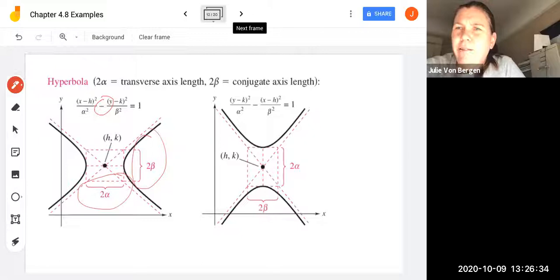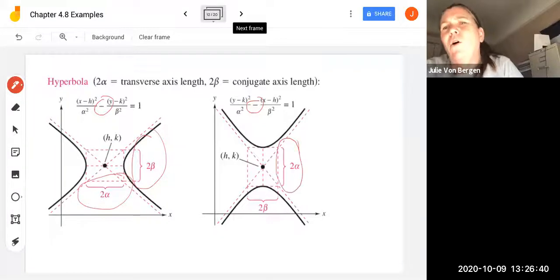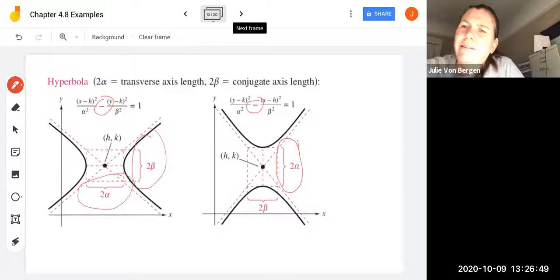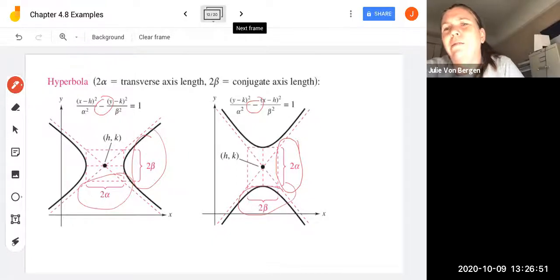Over here in the second picture, we still have subtraction, but we see the transverse axis now is the y-axis, where the hyperbola opens up and down as opposed to opening sideways like in the first picture. And the conjugate axis is the 2 beta length, which corresponds with the x's there.